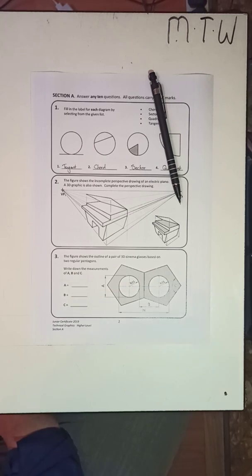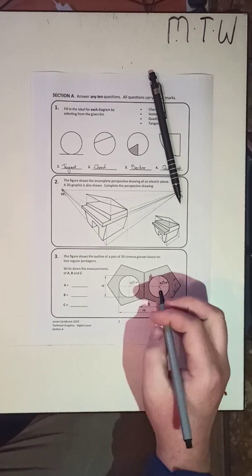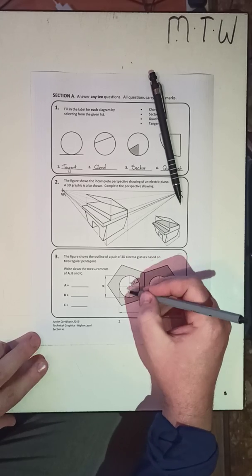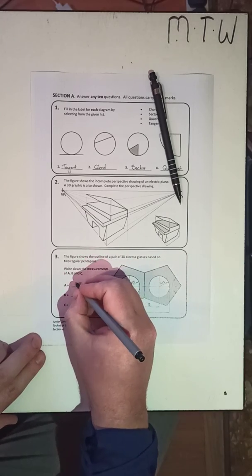Okay, so A anyway is straightforward enough. If the radius is 15, then the diameter is 30. So I'll put in 30 there.